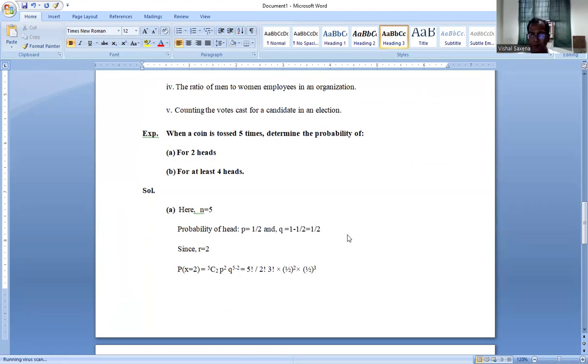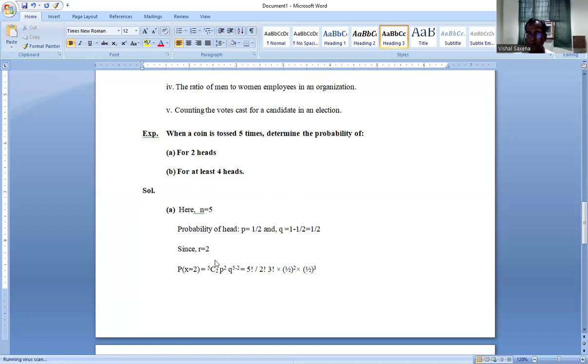Now r is equal to 2. For the first question, for two heads, we are tossing the coin 5 times, so n is equal to 5, but we are discussing the success for two heads. It means r is equal to 2.